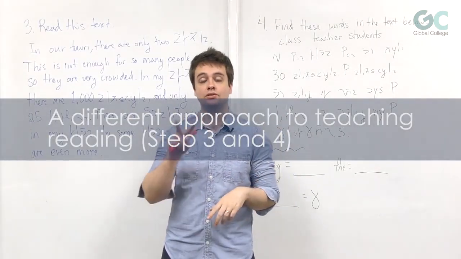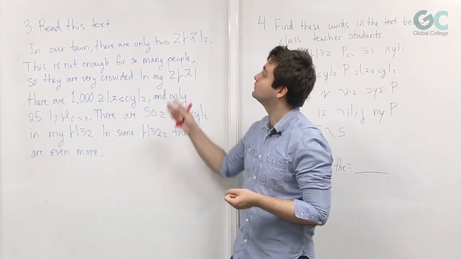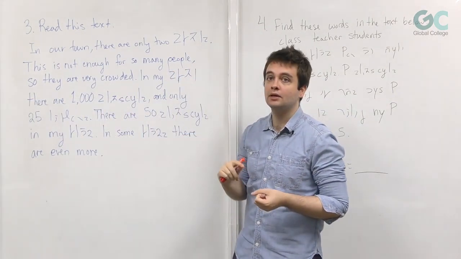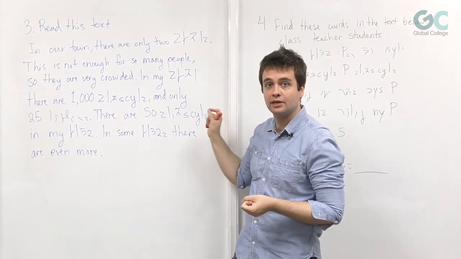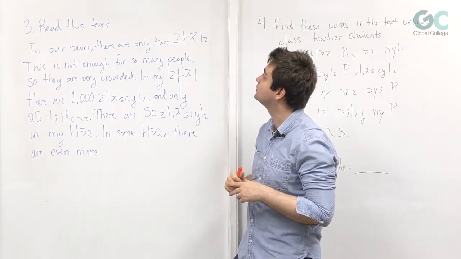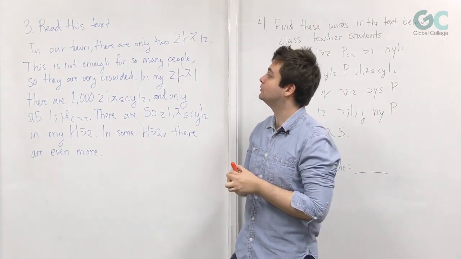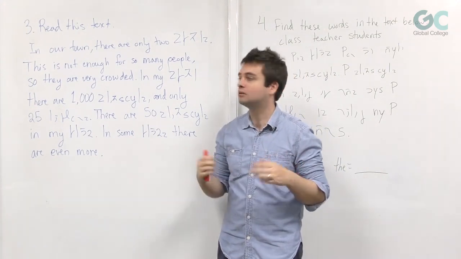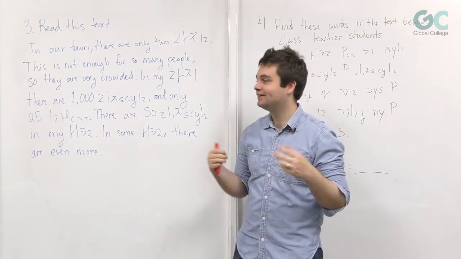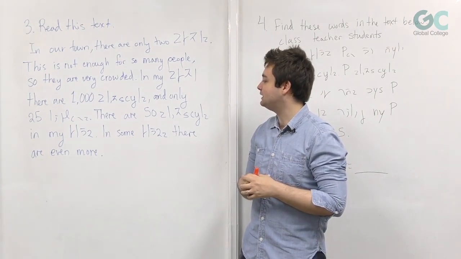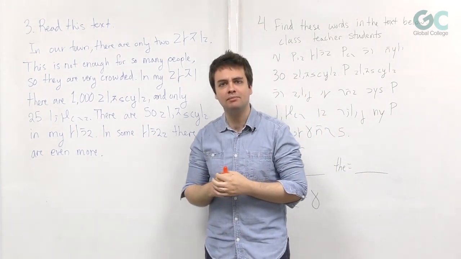We've got the next 2 steps on the board here. So the 3rd step, guys, says read this text. Now, students will read this text, but they'll notice that there's new script in the text, right? So it says, in our town, there are only 2. This is not enough for so many people. So they are very crowded. In my there are 1,000 and only 25. There are 50 in my, instead of there are even more. What does that mean, right?